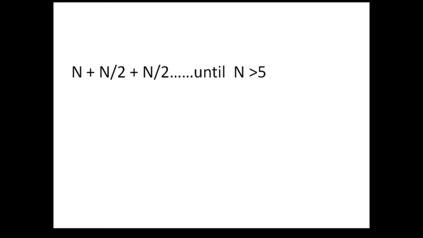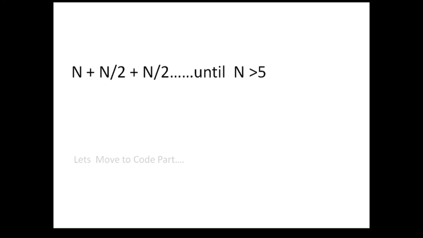Now if you have observed so far, the basic logic here is the summation of n plus n by 2 plus n by 4 and so on, until n is greater than 5. Because as seen, when n is less than or equal to 5, we cannot create any child polygons. The division here is floor division.